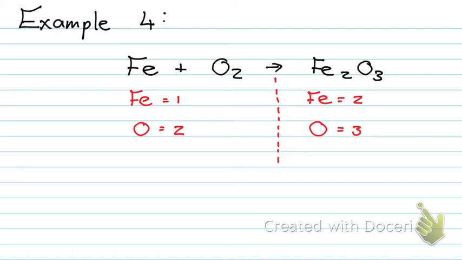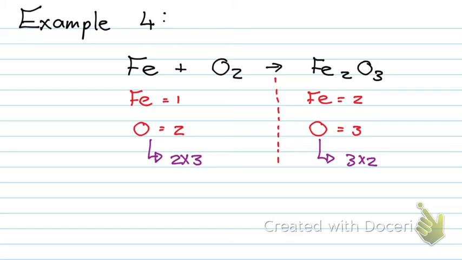Now, unlike all of the other examples where we could just multiply by 2 or multiply by 3, now we can't do that. So between the 2 types of oxygen, we are now going to have to look for the smallest common multiple. So remember, we have 2 on the left, 3 on the right. So we're going to have to multiply by 3 on the left with the oxygen, just so we can find the smallest common multiple. And with the oxygen on the right, we're going to have to multiply by 2.